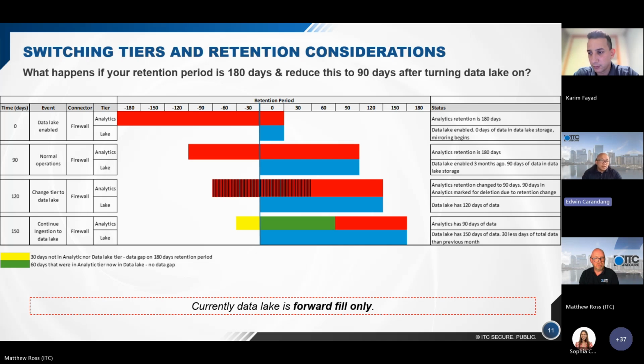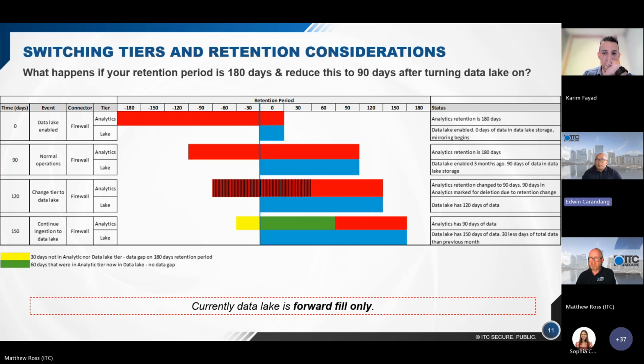By day 150, you have 90 days in the analytics tier and 150 days in the data lake tier. At this point, you have lost 30 days of data from your 180 days data retention requirements. So in summary, take note before rushing to turn your analytics tier retention period to the 90 days default when you have a longer retention period requirement. In this example, turning the analytics tier retention period from 180 to 120 days would be the right action to take to ensure the coverage of the retention period with the overlaps in the 2 tiers.